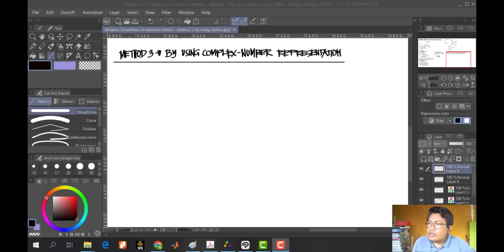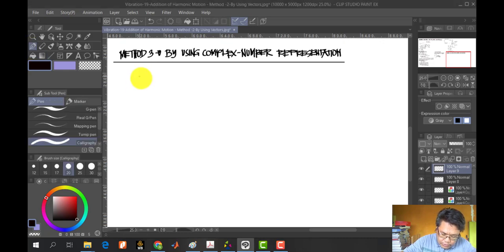Now, the vector addition of harmonic motion can also be represented using complex number representation. For motion 1, we have x of 1 as a function of time, equal to the real part of a sub 1 times e raised to i, angular velocity times time.